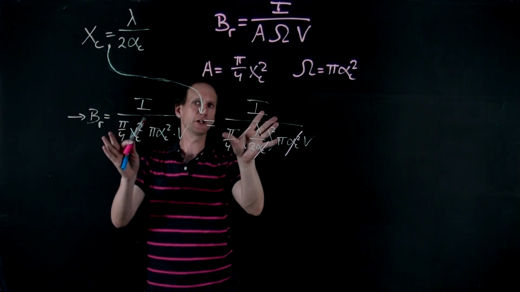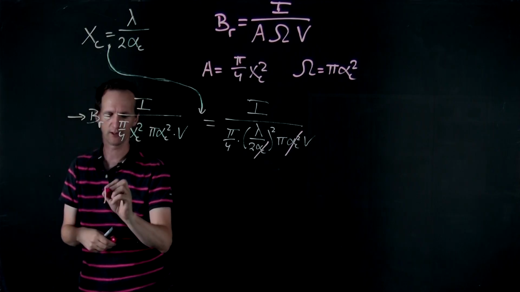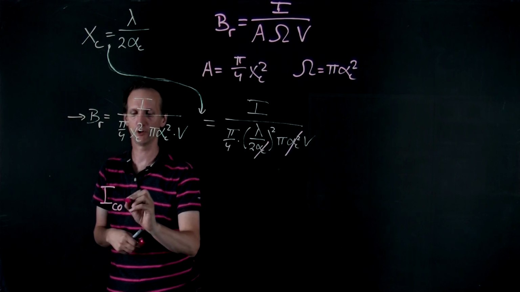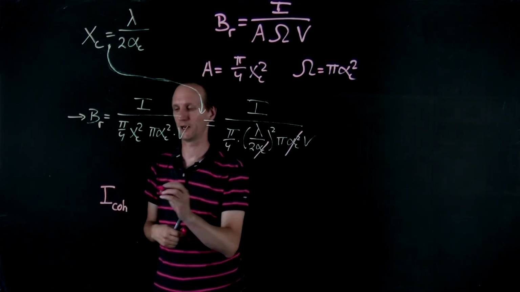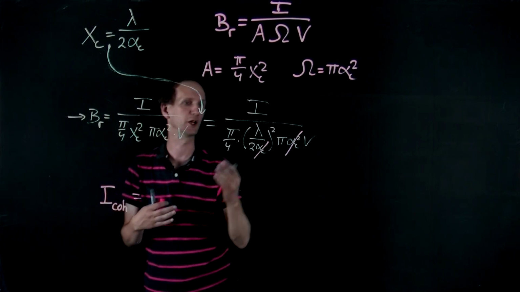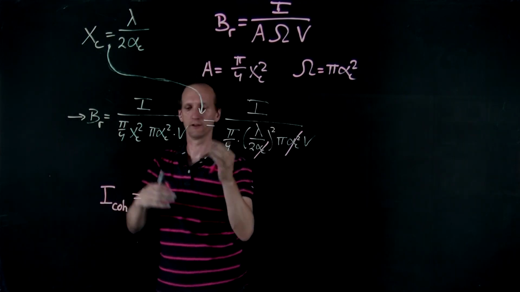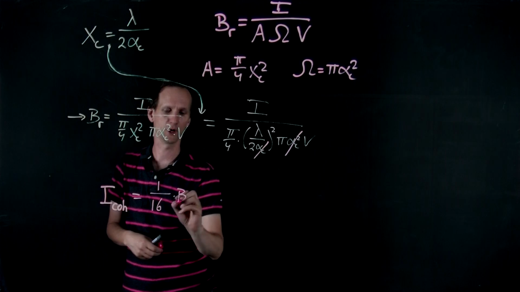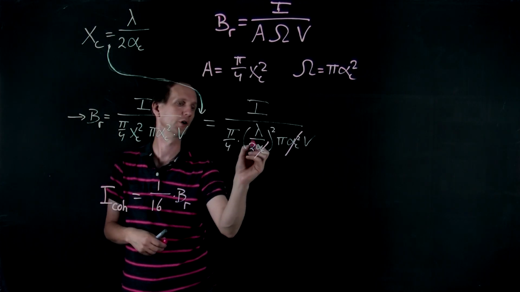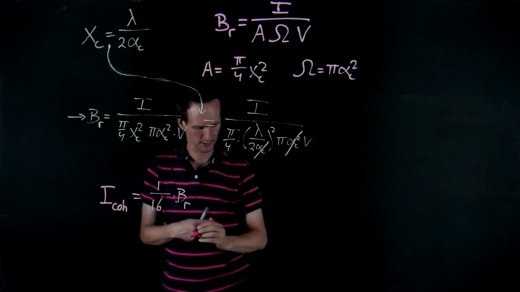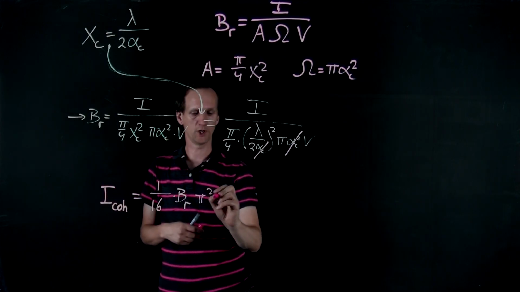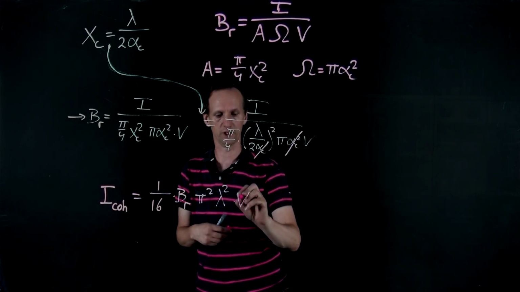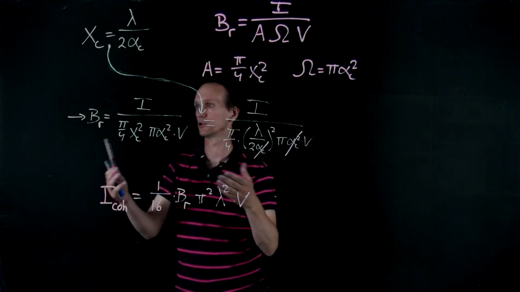Now if we rewrite this expression and bring the current out, we look at the current that we still have in a coherent beam: the current at which each electron still behaves coherently and in which we could see phase related properties. So we bring all this to the other side and then we get 1 over 16 times the reduced brightness, and note the 1 over 16 comes from the 1 over 4 and the half squared that we have here, times pi squared lambda squared times the voltage V at which the beam lands on the sample.